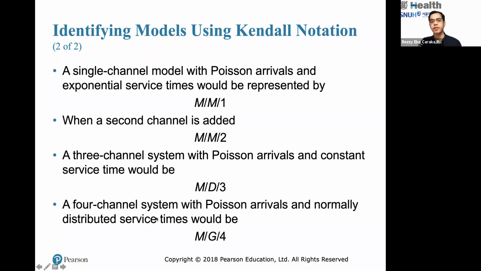And the last, for example, a 4 channel system with Poisson arrivals and normally distributed service times would be M/G/4. That's why we have 4, because it is a 4 channel system. Here we have the Poisson distribution, and you can set G for the normally distributed service time. So you can choose M/M/1, M/M/2, M/D/3, or M/G/4. It depends on your research question later.